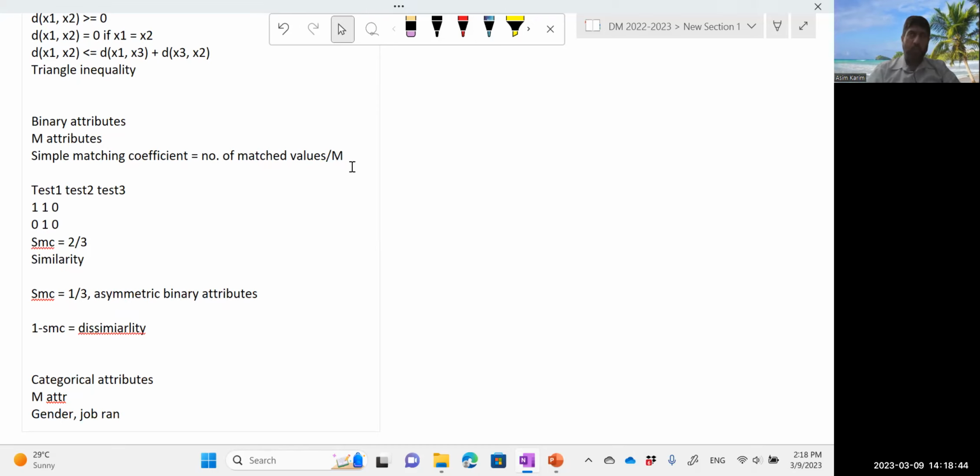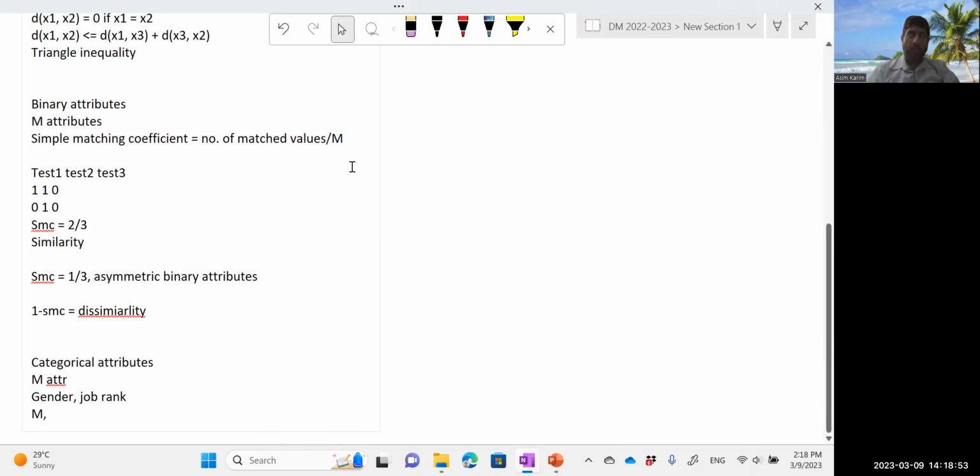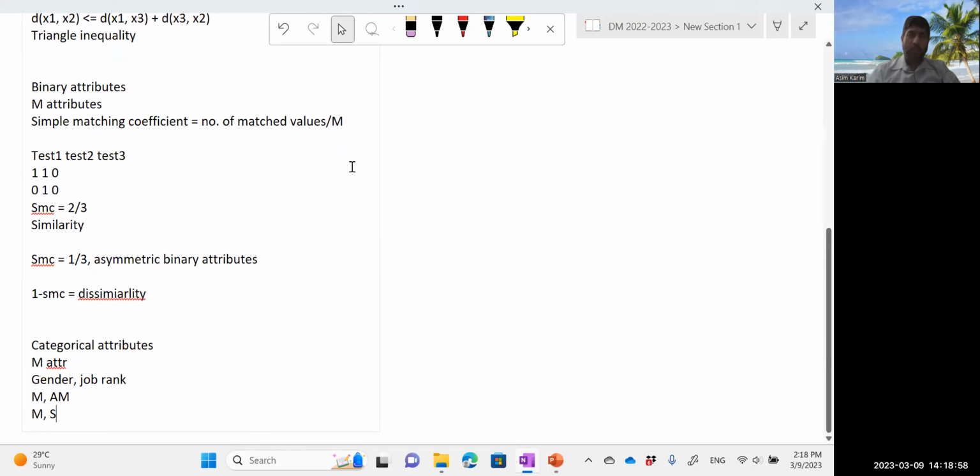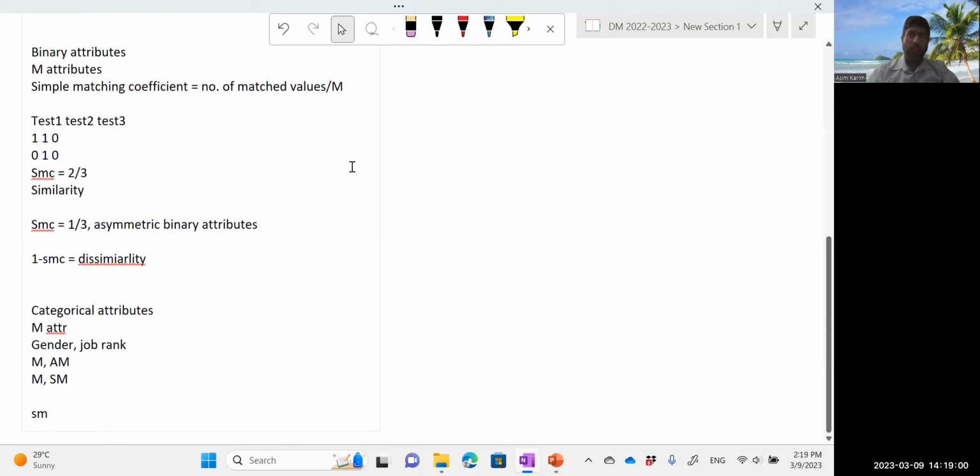We have been looking at this category for a while now. So gender is binary and obviously job rank is multi-valued. So you have M and let's say job rank is AM, and then you have let's say M and job rank is SM. Here again you simply use the simple matching coefficient. The same approach will be used. So in this case it will be 1 over 2. So MM matches, AM and SM do not match. Here of course we don't have a notion of asymmetry or symmetry.